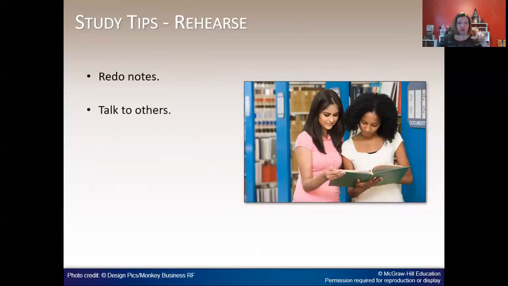Rehearse, redo your notes, write the notes, rewrite the notes, reread the notes, talk to others, talk to other students in the classroom. Sometimes being able to explain it to other people will help.